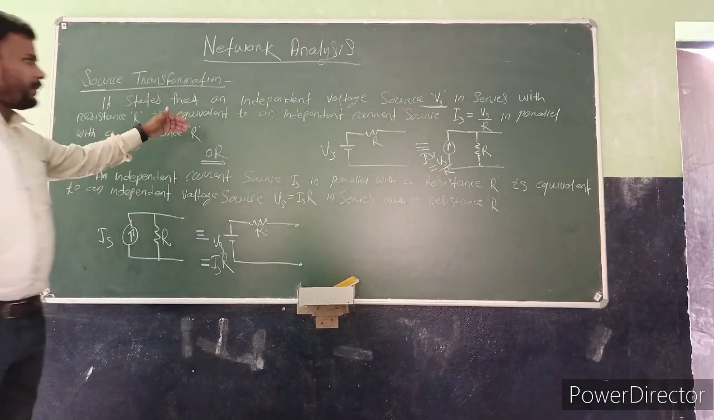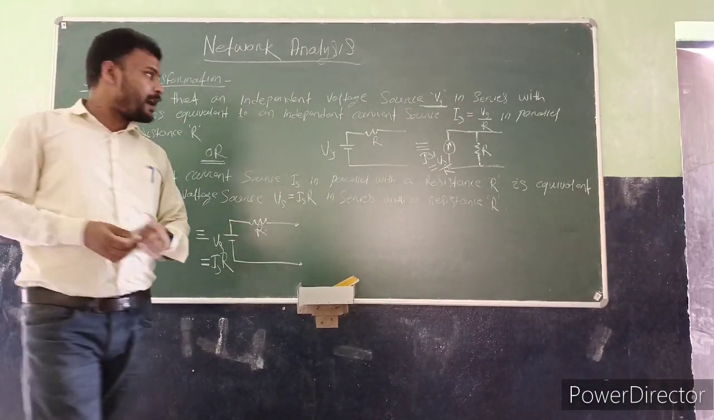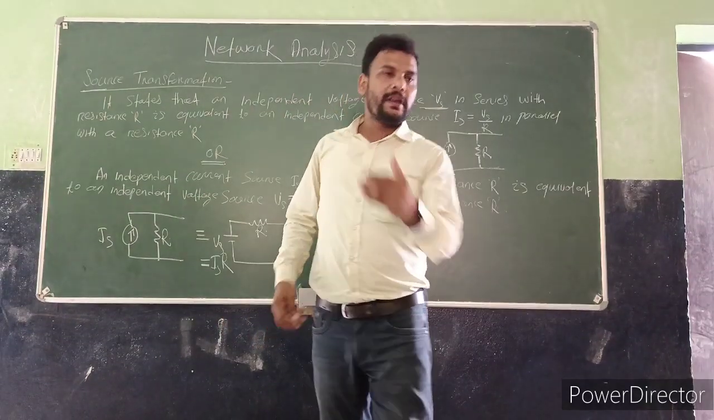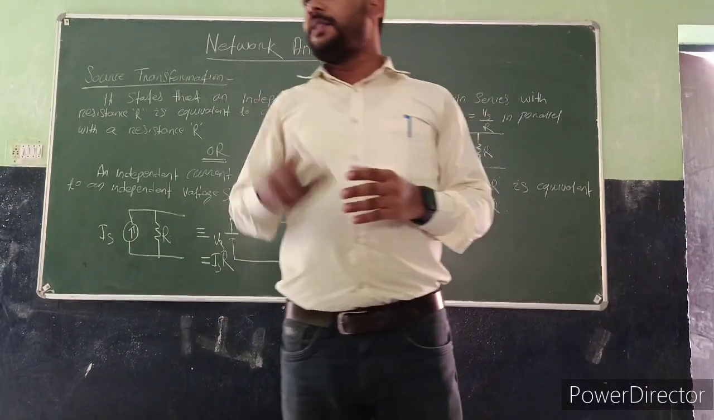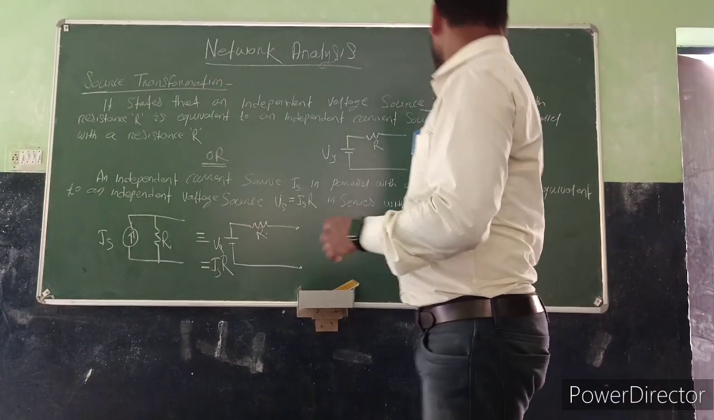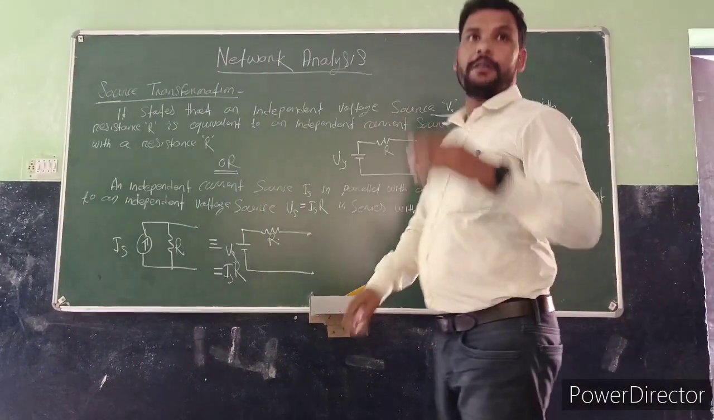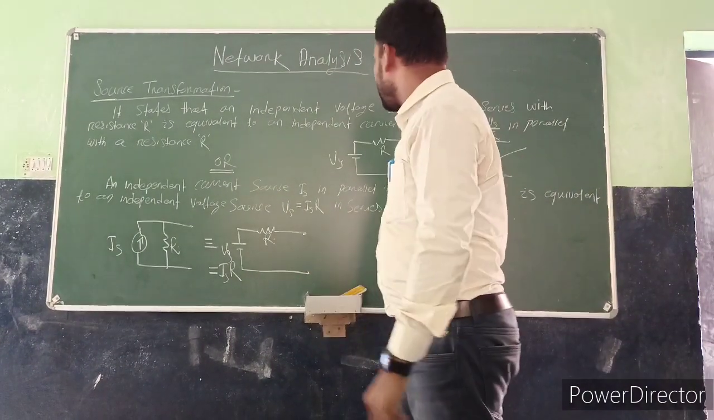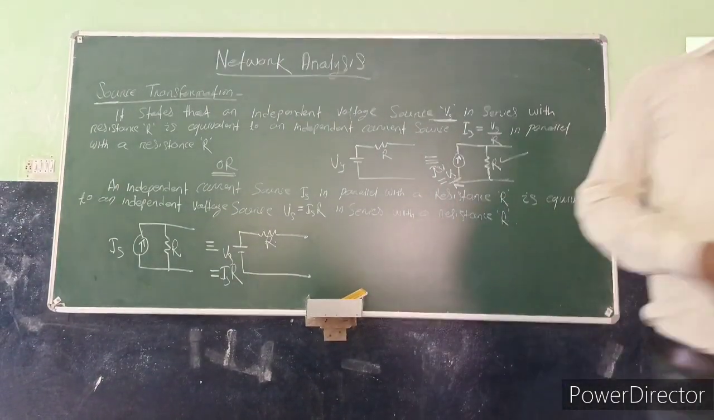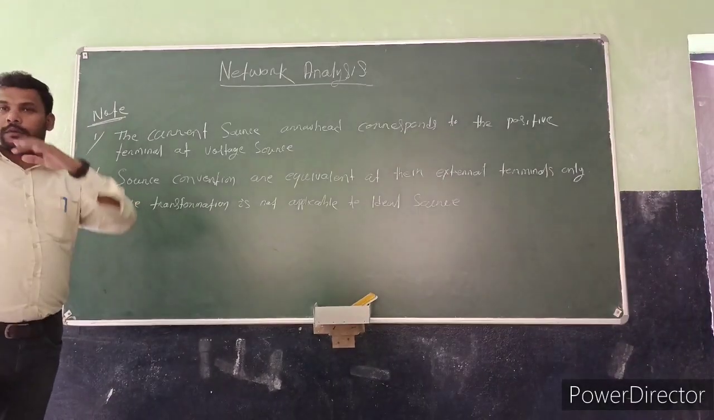Okay. If an independent voltage source has a resistance R in series, we can transform this into an independent current source Is, which equals Vs by R, in parallel with a resistance. The resistance value is the same. Likewise, we can go from current source to voltage source. The important points we have to know.